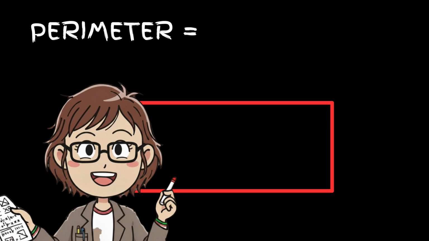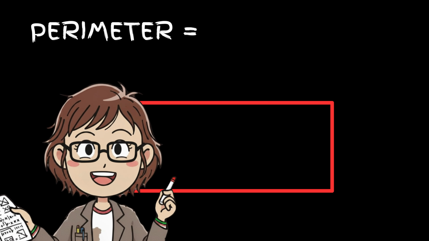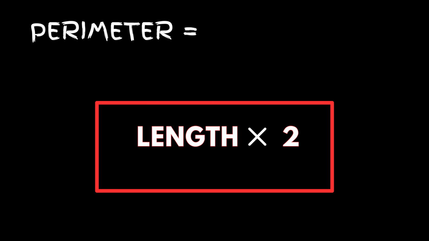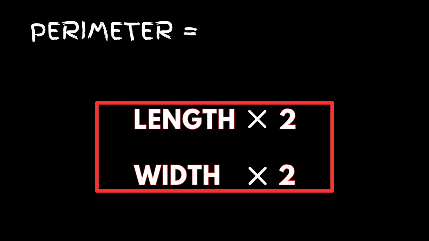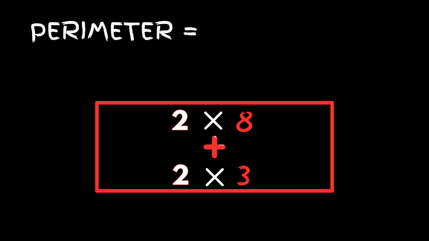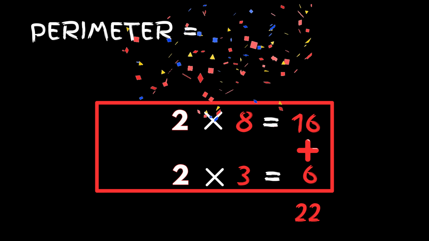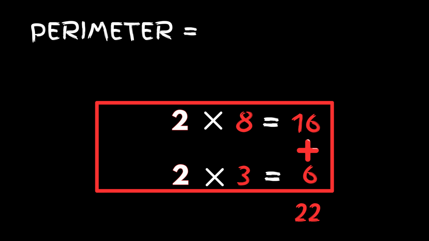Just like the square, there is also a shortcut to finding the perimeter of a rectangle. You're probably thinking, but wait, there's a faster way? Yes! By multiplying the length by 2 and multiplying the width by 2 and then adding them together. Let's try it. 2 times 8 plus 2 times 3. 2 times 8 equals 16 and 2 times 3 equals 6. What is 16 plus 6? You've got it. It's 22. Same answer. Faster math.